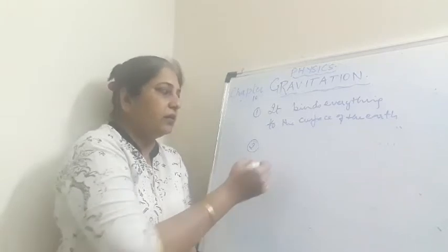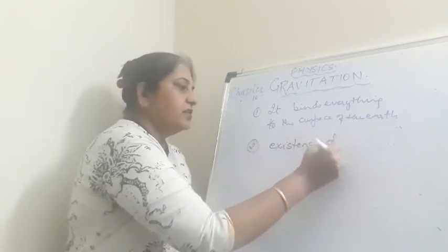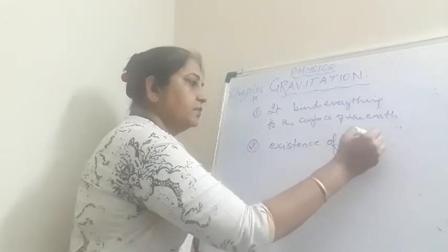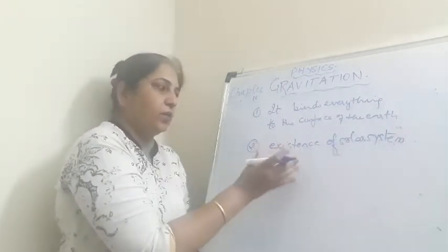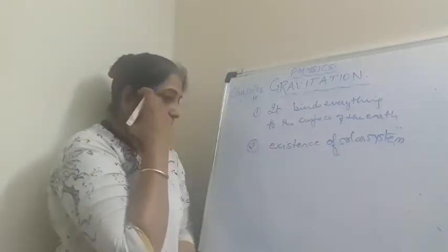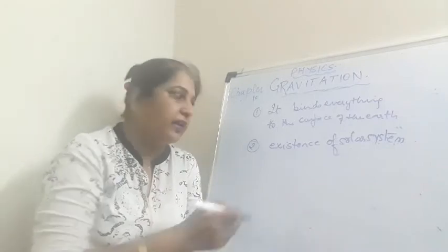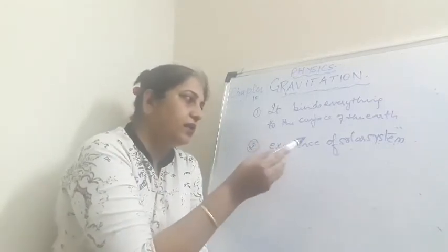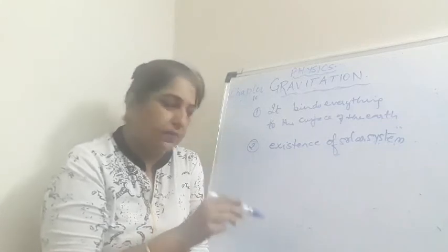Another importance, which I explained yesterday also, is the existence of the solar system. Because of this law, we can explain that the existence of the solar system is due to the presence of the force of gravity, right?